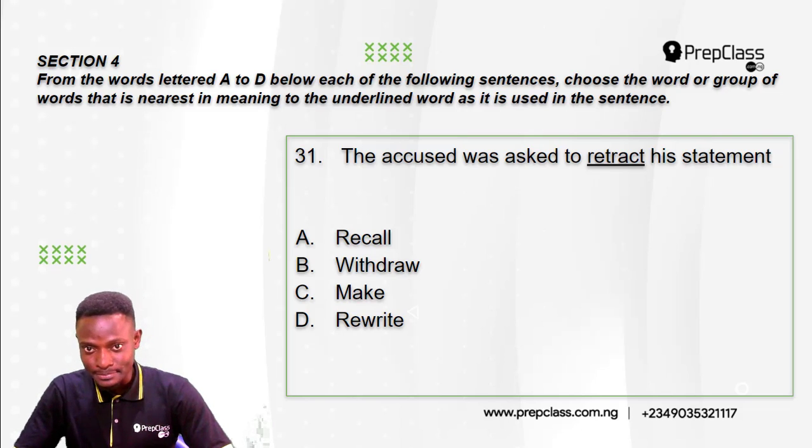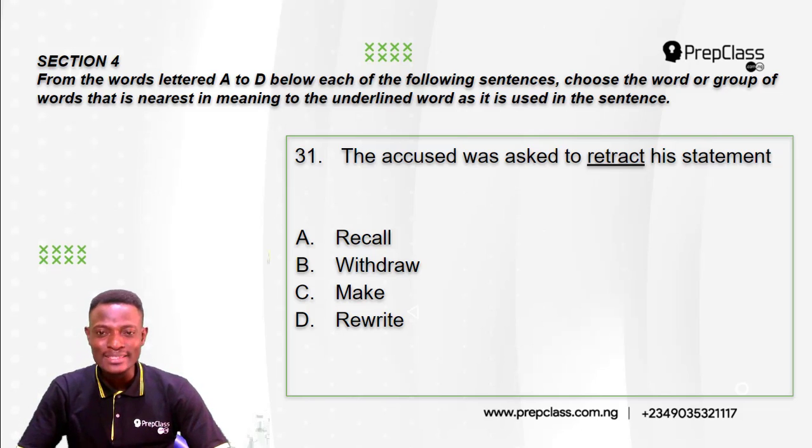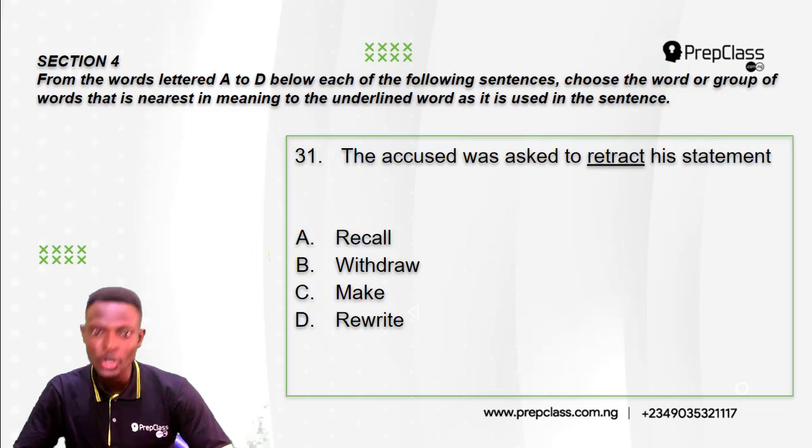Question 31 reads: the accused was asked to retract his statement. The underlined word here is retract. So we have to select the option that is the nearest in meaning to retract. Option A, recall. Option B, withdraw. Option C, make. Option D, rewrite. So which of these options is the nearest in meaning to retract?